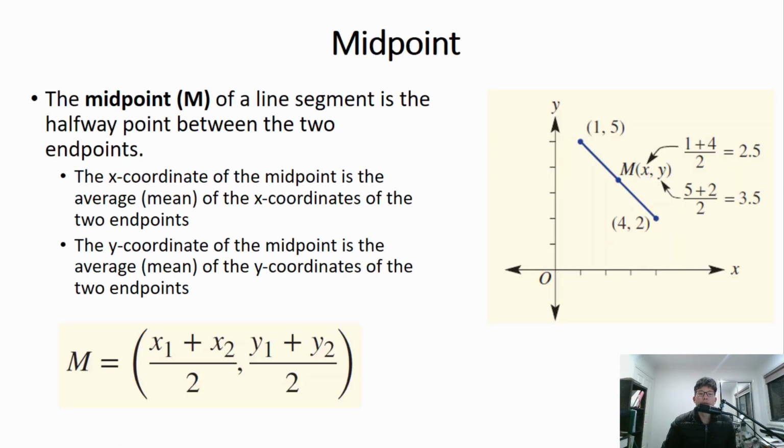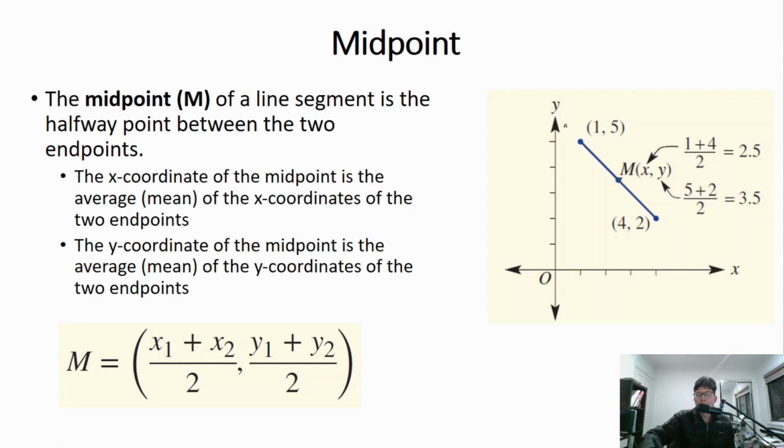Alright, so let's start with the midpoint of a line. The midpoint of a line segment is the halfway point between the two endpoints. So on this graph here, two endpoints are on either end here, and the midpoint is right in the middle. The x-coordinate of the midpoint is the average or the mean of the x-coordinates of the two endpoints. And same with the y-coordinate. The y-coordinate of the midpoint is the average or the mean of the y-coordinates of the two endpoints.